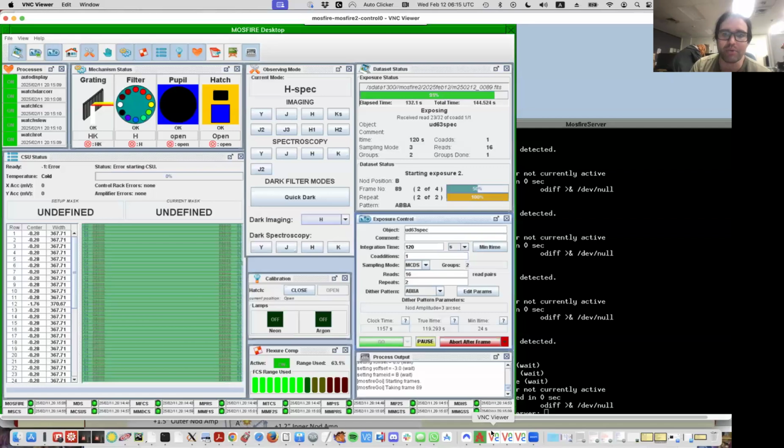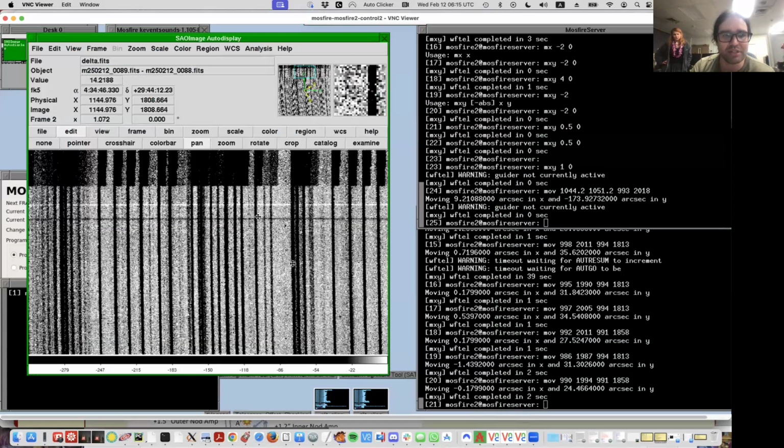But right now, I think we're on the B position. So this is exposure number 2. When this exposure finishes, we'll subtract an A dither from a B dither. We'll have 2 different positions of the star with respect to the pixel coordinates, so that when we subtract A minus B, we'll see the trace nicely. So it looks like it just finished. Let's look at it. So yeah, there you go. Now you have the A minus B.